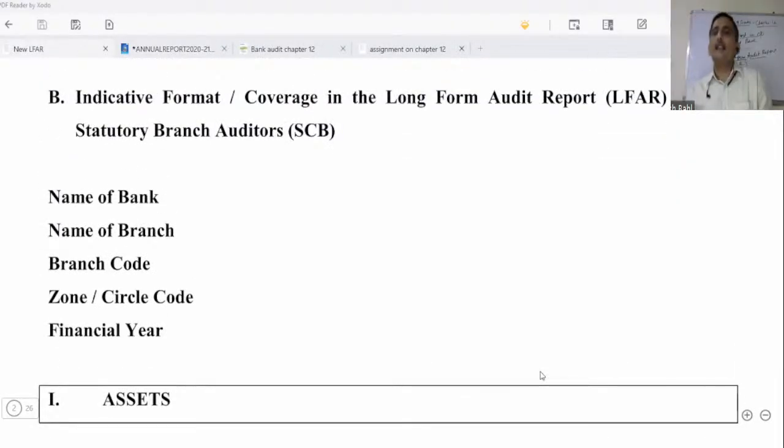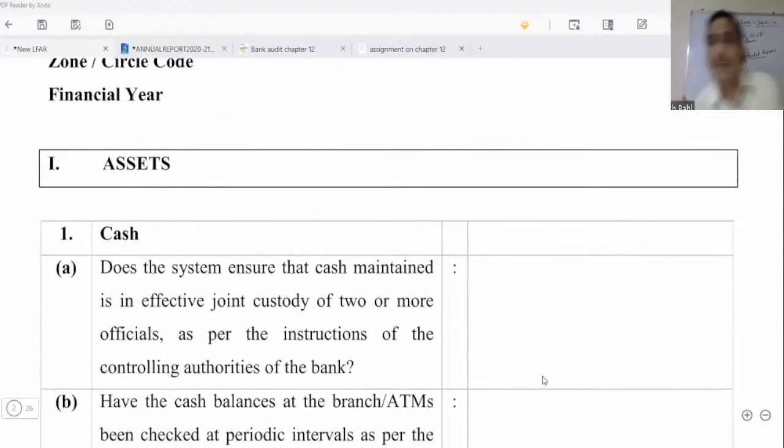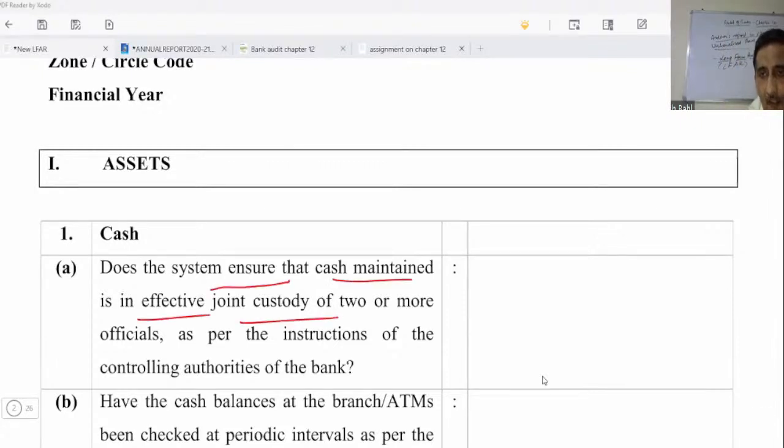Now look, this is long form audit report. Now it contains name of bank, branch code, and it asks questions about all the things like assets. You remember guys, the balance sheet of the bank, what was the first point on the asset side? It was cash and balance with RBI. So it begins with cash. Like, does the system ensure that cash maintained is in effective joint custody of two or more officials as per instructions of controlling authorities of bank?